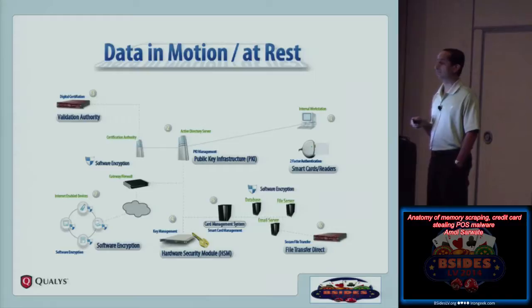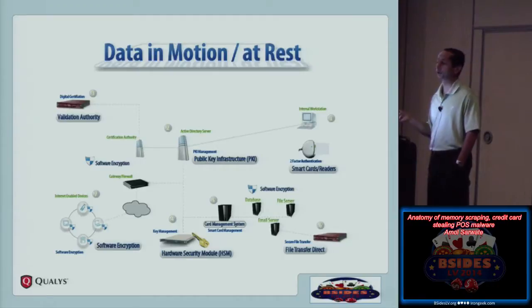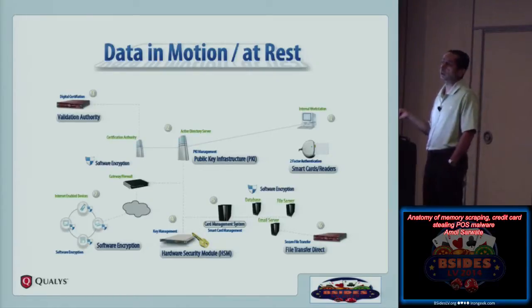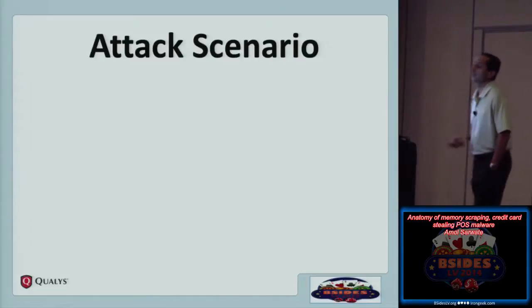And so basically the point to take is, just because data is encrypted at rest and in motion, or when it is sent, that still leaves the data in process, as they say, when the data is being processed, unencrypted. And that's what the point of sale malware attacks. So here is an attack scenario.